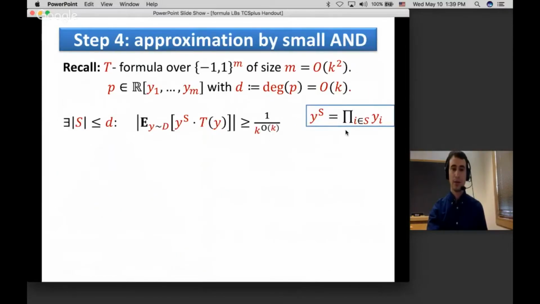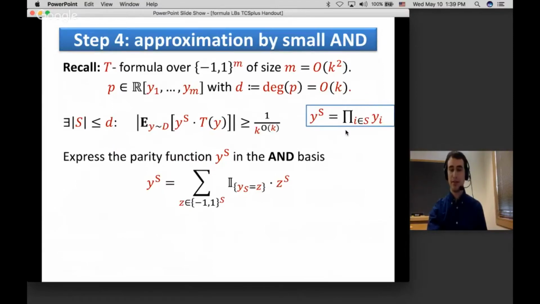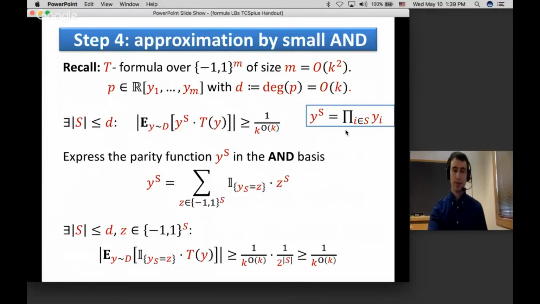And again, what we will do, we will express this parity function in the end basis. So we go over all possible assignments Z to the variables in S. We take the indicator that the corresponding coordinates in Y equal this specific assignment. If this happens, we output Z to the S, which is simply a constant. So really, we can write the parity function as a sum of indicators times plus or minus 1s. And this really shows that one of these indicators must correlate with t, and the correlation should be at least 1/k to the k times the number of terms here, which is 1/2 to the s. So again, we get that the correlation is at least 1/k to the k.